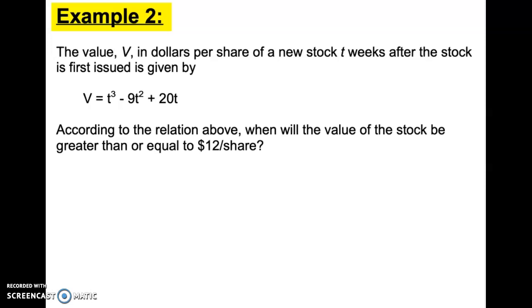Example 2 says the value V in dollars per share of a new stock T weeks after the stock is first issued is given by this function V. According to the relation above, when will the value of the stock be greater than or equal to $12 a share? So they're talking about greater than or equal to, so that means they're talking about an inequality.